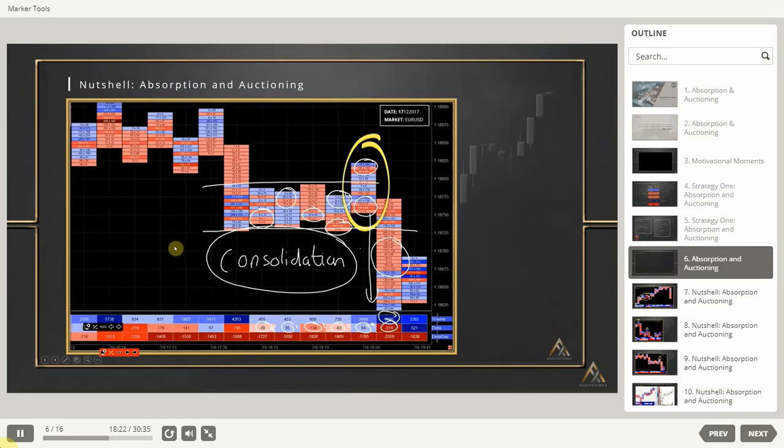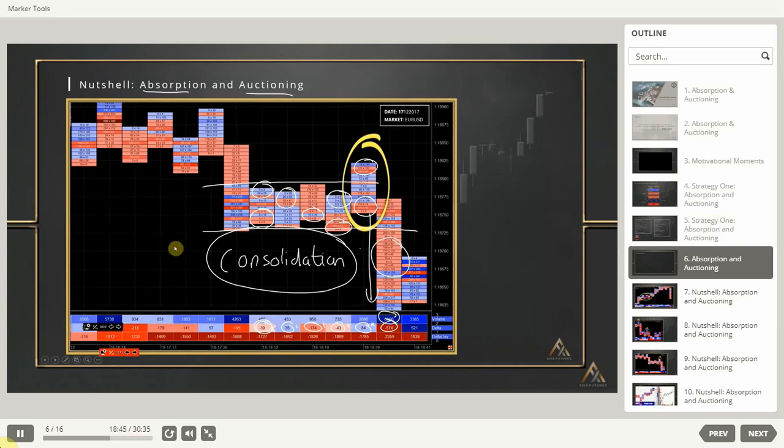However, remember, this job's about increasing the probability of success, and that's why the conditioning is crucial. So note, it's only absorption and auctioning if we have high deltas at the extremes, which we can see with the delta in the example provided. Okay, so that's our three examples.